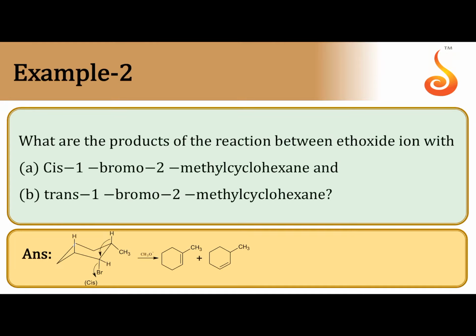Anti-periplanar elimination. This is the E2 mechanism, anti-periplanar elimination. Two groups to be removed from the substrate must be in the opposite direction and in the same plane. So here from the alpha carbon we are removing Br minus, and from the beta carbon we are removing H plus. So these two must be in the same plane but in the opposite direction.